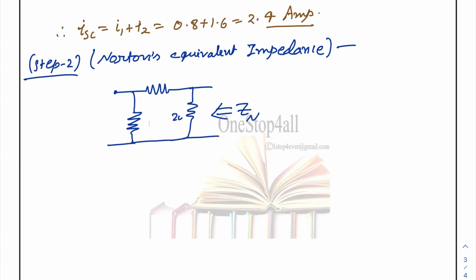So this is your 20 ohm, this is your 2 ohm. What is the unit of impedance? Ohm. So in this circuit this 2 is in series, so 8 plus 2 is 10, and this 10 is parallel with your 20 ohm resistance. So this will be 20/3 ohm. So step 2 is completed.